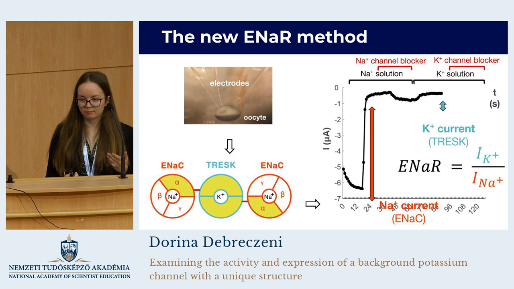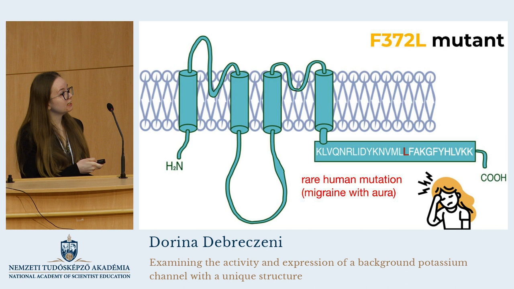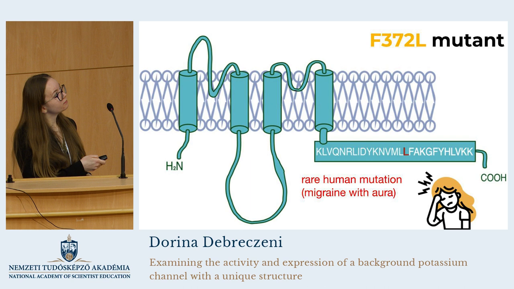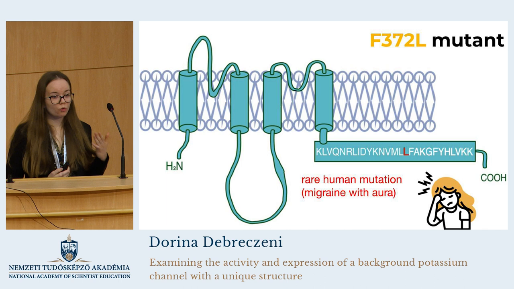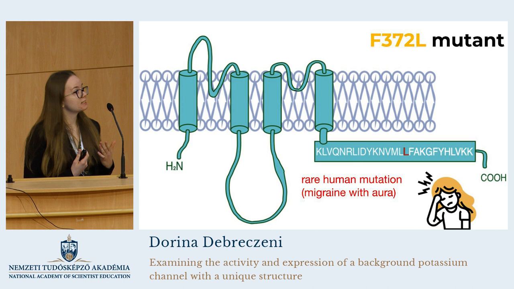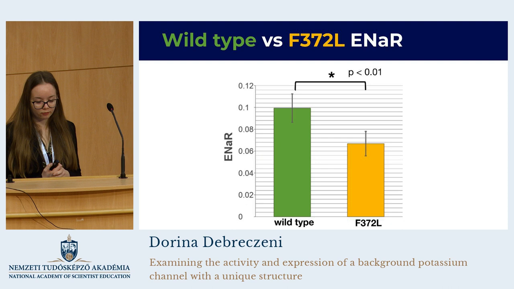In a patient with migraine, the F362L mutation of TRESK was identified, which is located exactly in the short intracellular C-terminal region that we investigated. Here, at position 362, phenylalanine was replaced by a smaller leucine. We wanted to know whether this point mutation has any effect in terms of channel activity. So we prepared this clone and, as I mentioned before, expressed this mutant in oocytes. We measured the sodium and potassium currents, and we calculated the NR value belonging to this mutant.